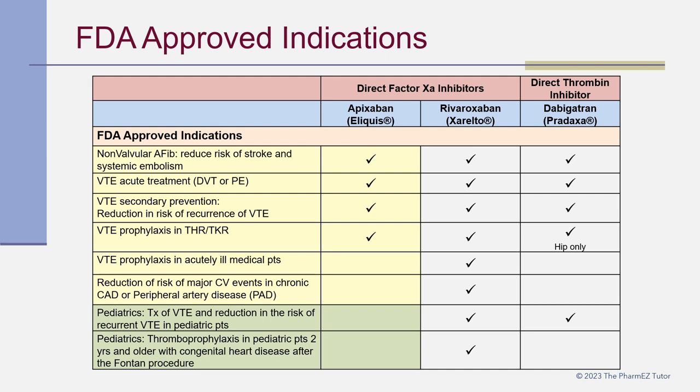Here are the FDA-approved indications for the DOACs. The first indication is for non-valvular atrial fibrillation to reduce the risk of stroke and systemic embolism. All three DOACs are approved for this use.